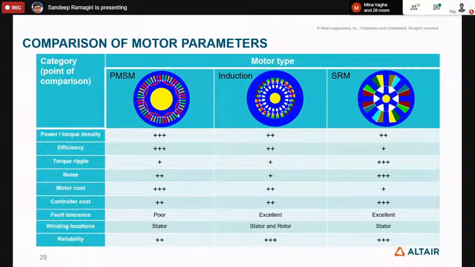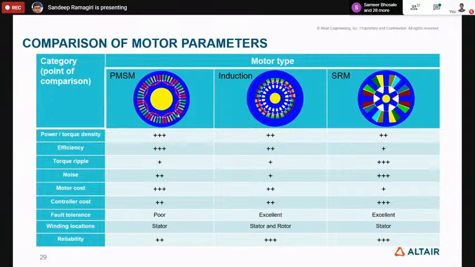And then the torque ripple: SRM, because of the shape, the topology effect, will have more torque ripple, which is an unwanted phenomenon and will induce noise. On the noise side, as the torque ripple increases, noise will increase, so the SRM motor will have more noise. And the motor cost, if you look at it, a permanent magnet synchronous motor is on the higher side. Because we have a permanent magnet, the PMSM is costlier when compared to the induction and the SRM motor.